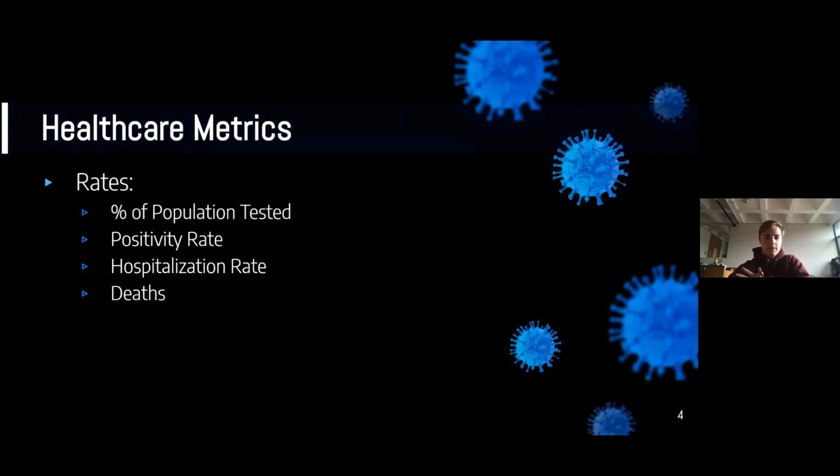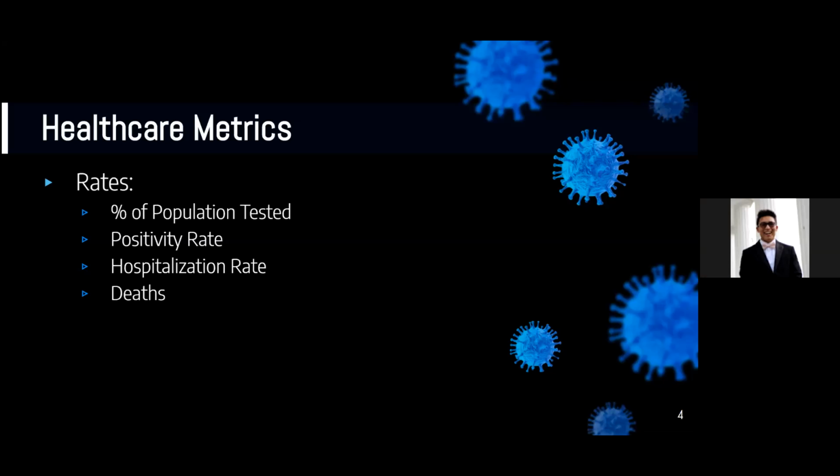Next slide, please. In order to answer our first big question, we first need to take a closer look at the metrics that we should be looking for in healthcare. We start with a few rates that'll tell us more about the bigger story. First, we need to know what percentage of the population is being tested. Obviously, if a significant portion of a state or country's population is not getting tested, then it will be difficult to accurately determine how much a certain policy is affecting the spread of COVID.